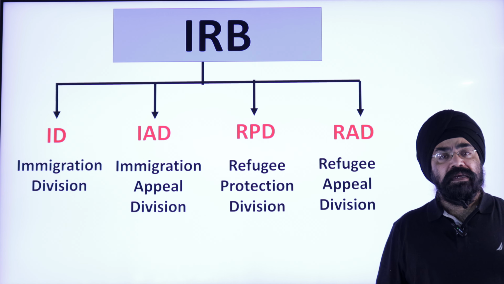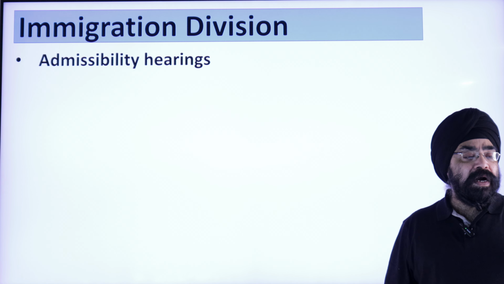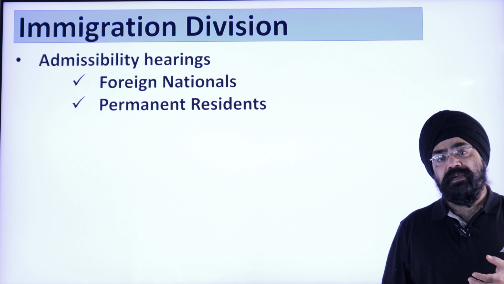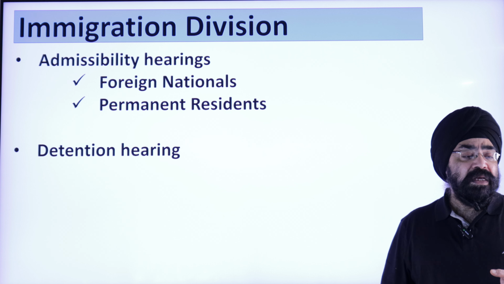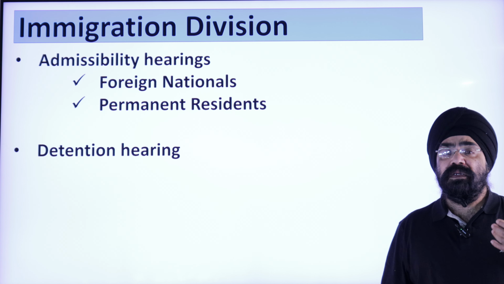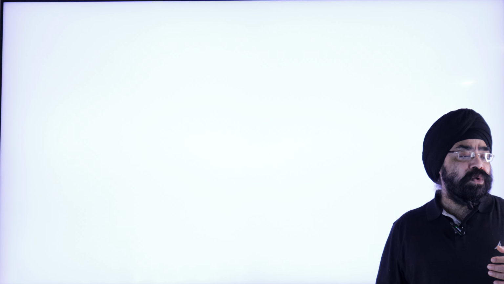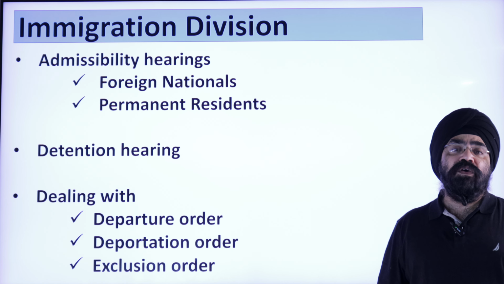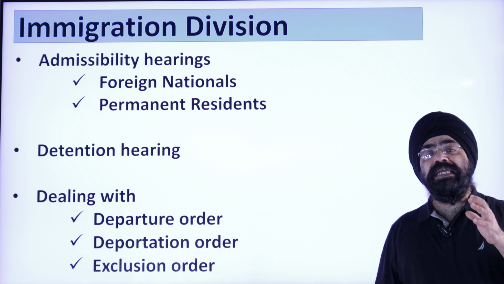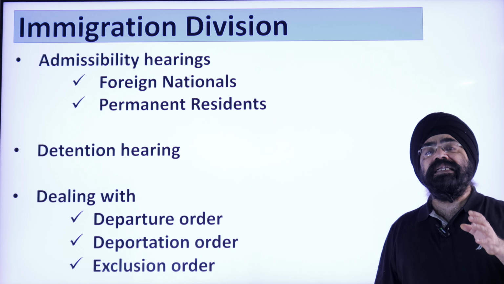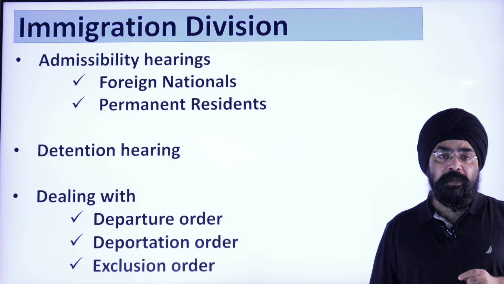So ID, which is the Immigration Division, deals with admissibility hearings and detention hearings. They deal with departure orders, exclusion orders and deportation orders. So unfortunately, if you have any of these categories, then you need the help of an RCIC IRB. A normal RCIC will not be able to help you.